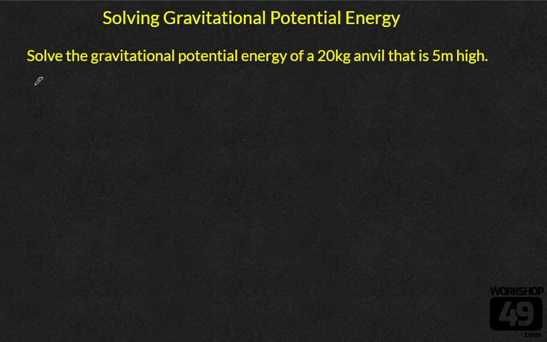meters high. If you're not sure what an anvil is, it's those large pieces of metal that a blacksmith would use, or that Wile E. Coyote would drop on the Roadrunner. Now here's the equation that we're going to use.